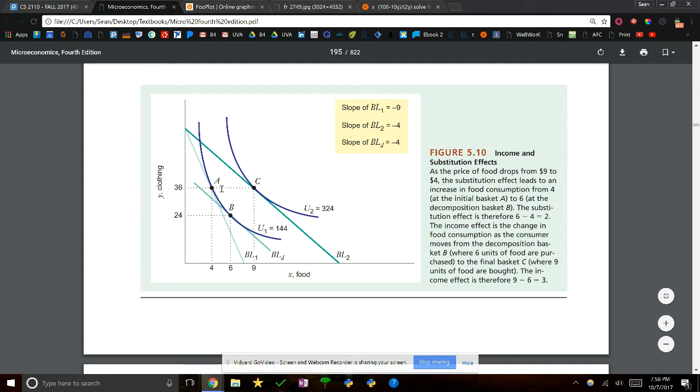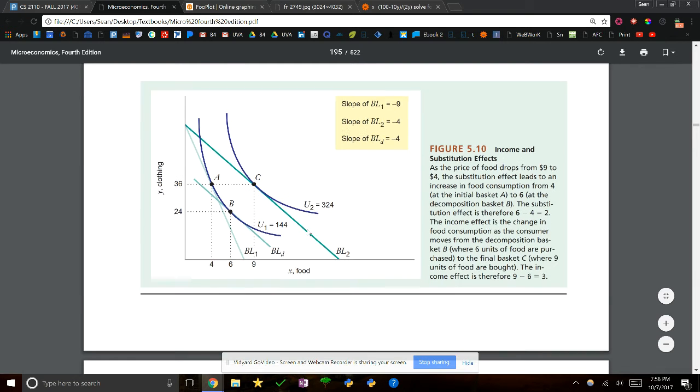So see, we started with this basket A here with 4 and 36. Then we moved to 36 and 9 for C, and then we used the initial utility amount for A, and the slope of the budget line from budget line B to budget line C, to get the basket B, which is this. Then we can use these values here to find the income effect and the substitution effect.